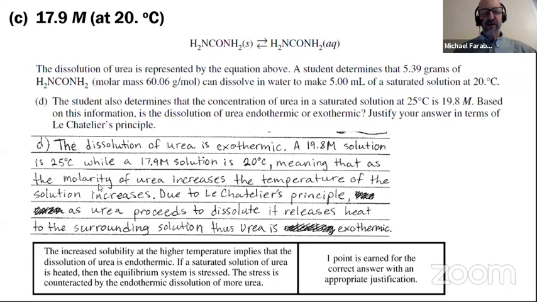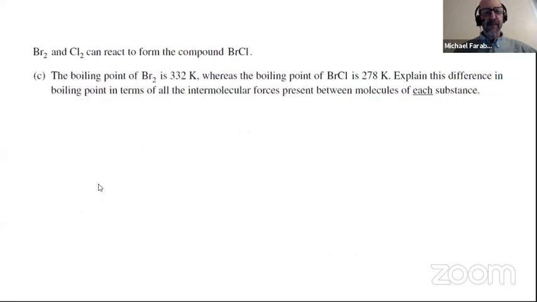All right, here we have a different question from the 2019 free response section. We are told that the boiling point of Br2 is 332 Kelvin.